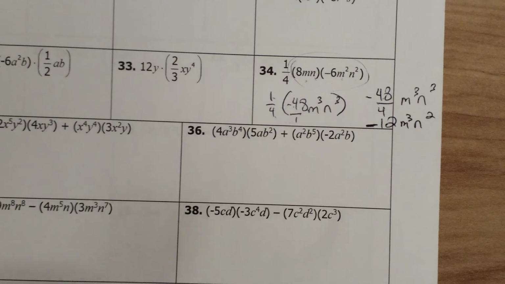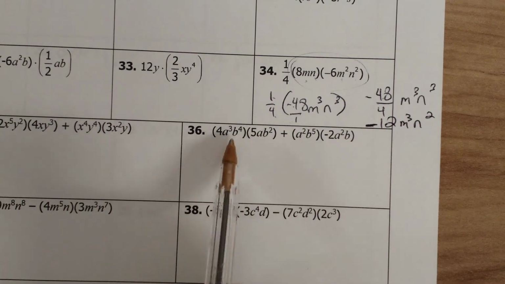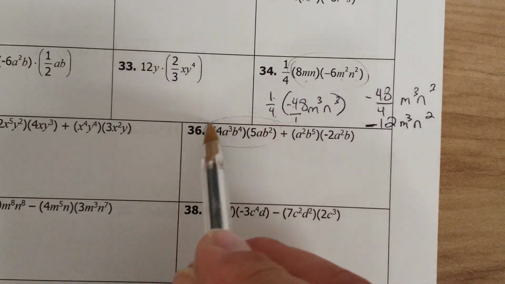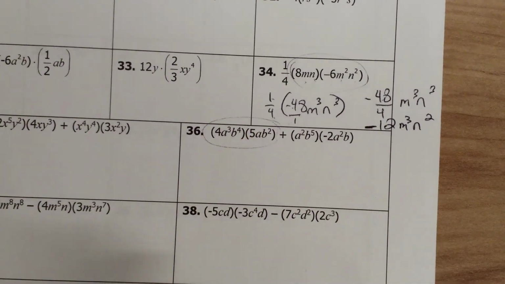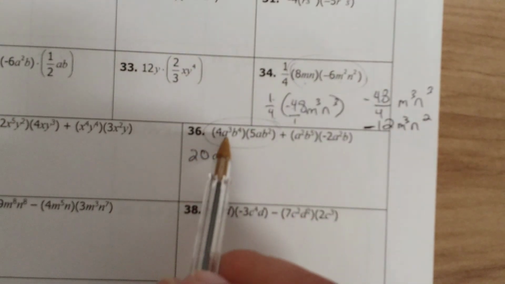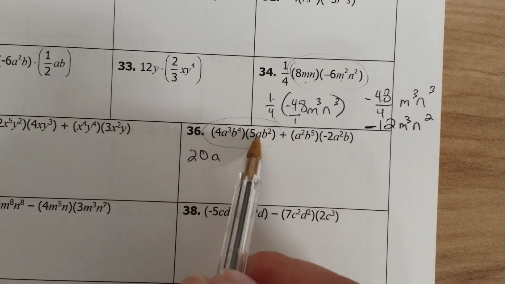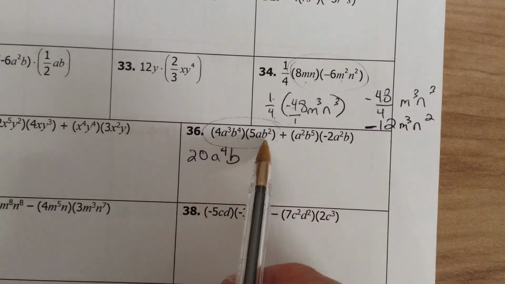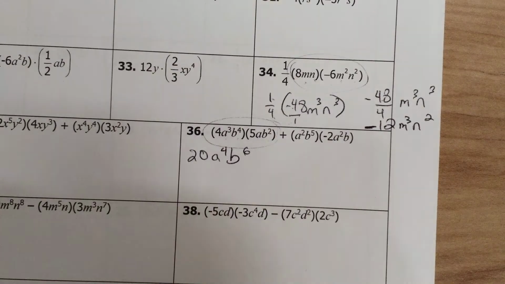We mix it up. We're looking to add this guy and this guy. Figure out what this side is equal to first. These are going to be about as hard as they get today. 4 times 5 is 20. a to the, there's 3 here and 1 there. That makes 4. b to the, there's 4 there and 2 there, so that makes 6.